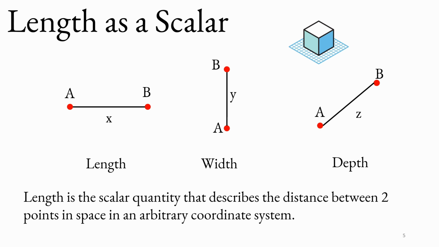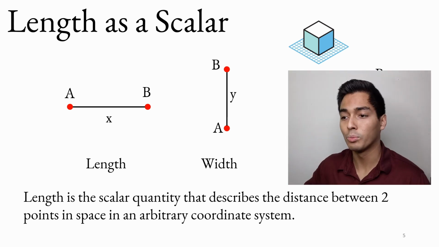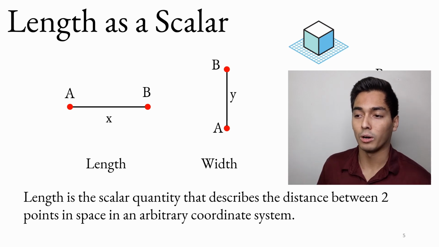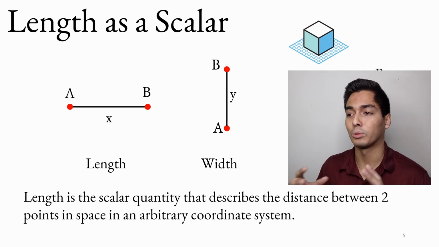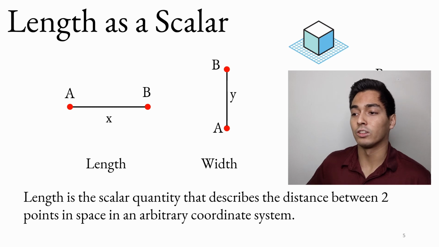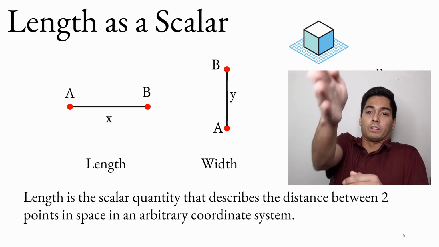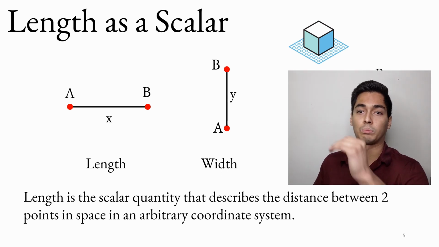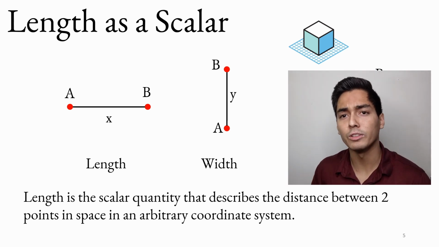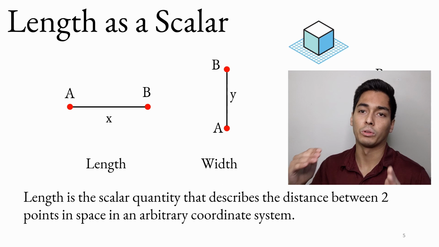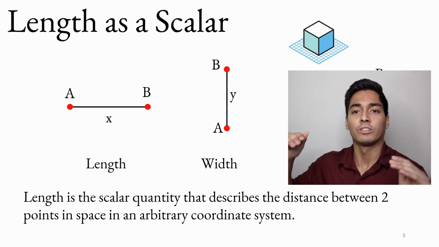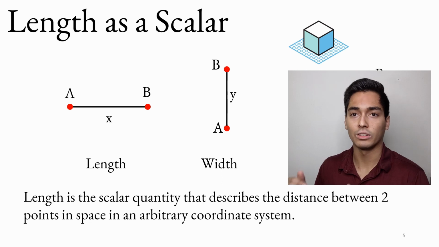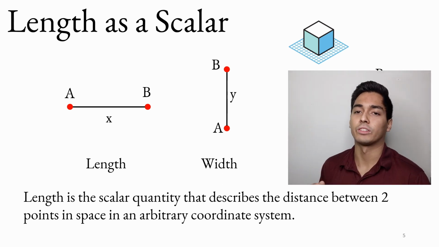So length is the scalar quantity that describes the distance between 2 points in space in an arbitrary coordinate system. So what do I mean by arbitrary coordinate system? That means that length, width, and depth, you can define the length to be the depth coming in and out of the page if you want to. You can define the width to be at an angle. But whatever you define it to be, you have to be consistent with those coordinates. Okay, so just think about geometry, just think about algebra. Whenever you're defining your coordinate system, you have to be consistent.